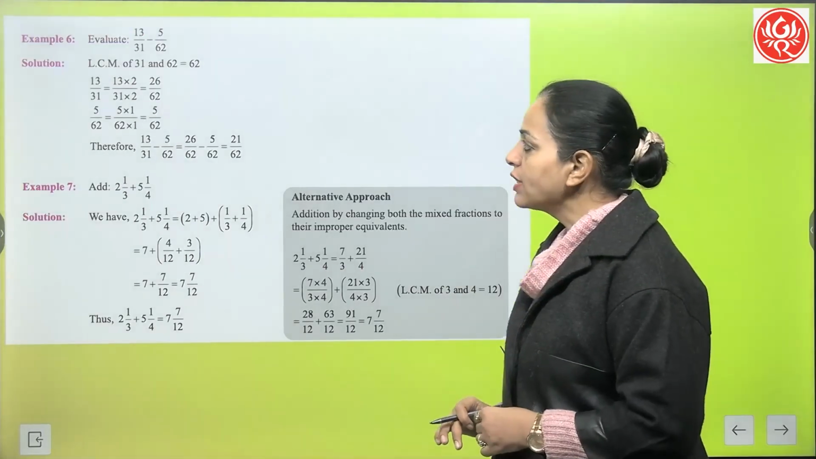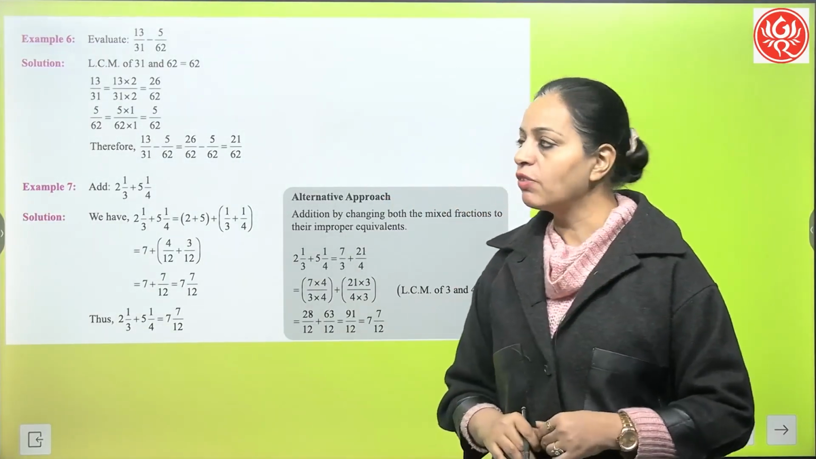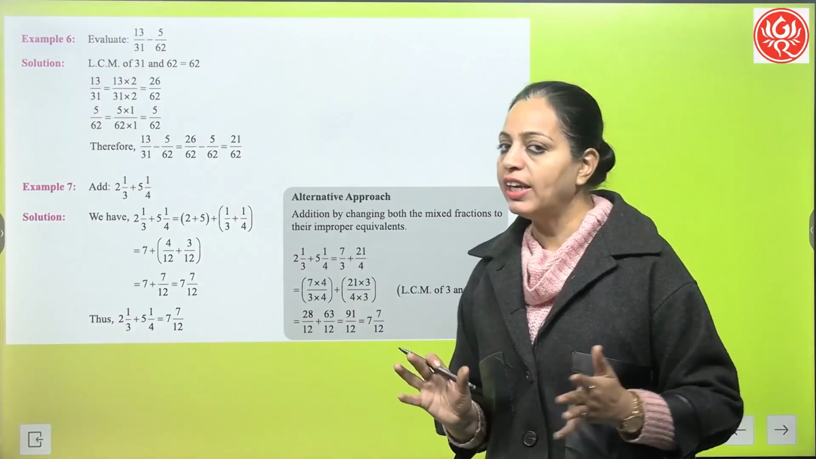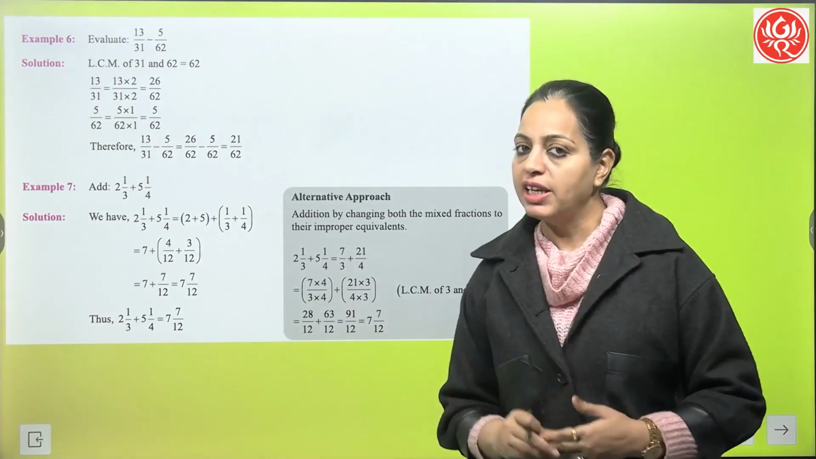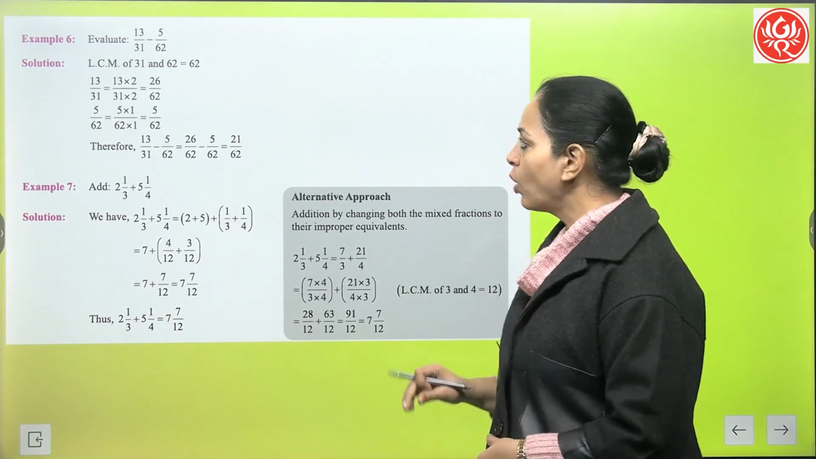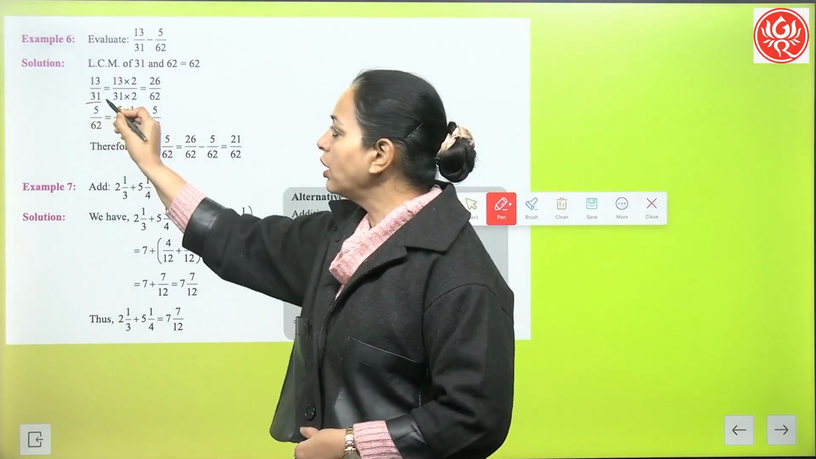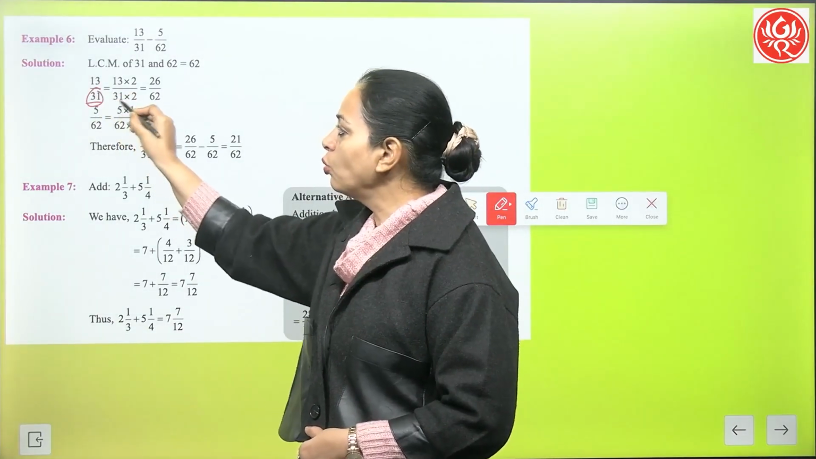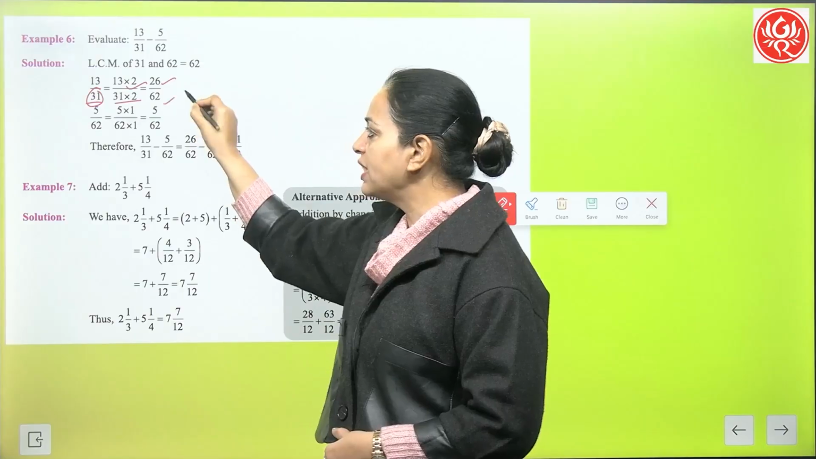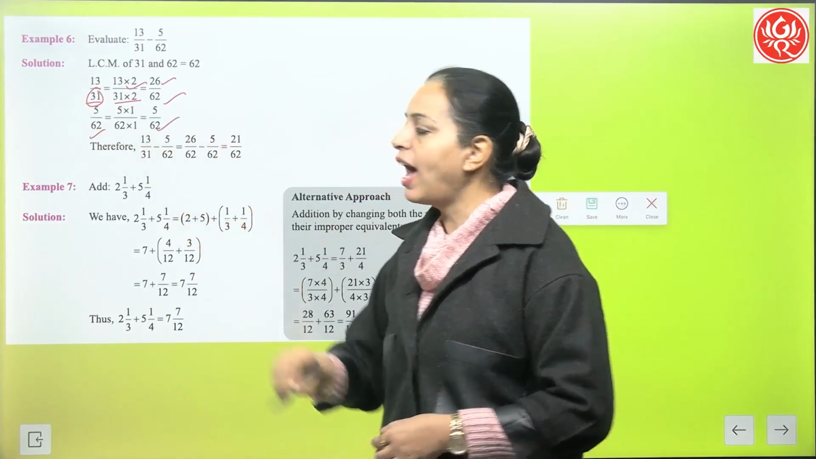Okay. Now example 6, evaluate 13 upon 31 minus 5 upon 62. Again unlike fractions, हम लेंगे LCM denominators का. 31 and 62 का LCM, that is 62. So now 13 upon 31, 31 into 2, so 13 into 2, 26 upon 62 and 5 upon 62 as it is.